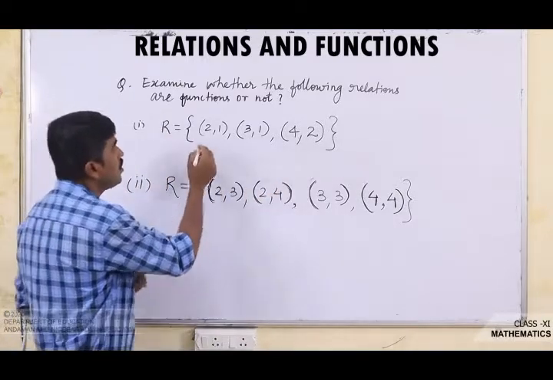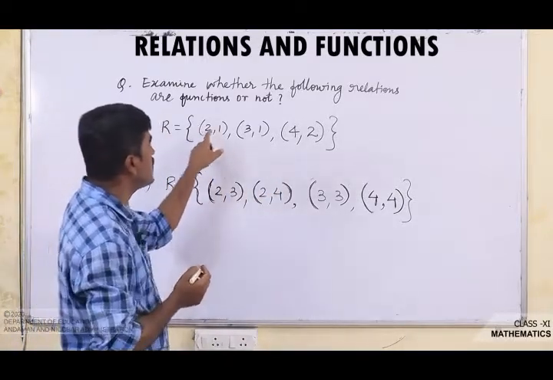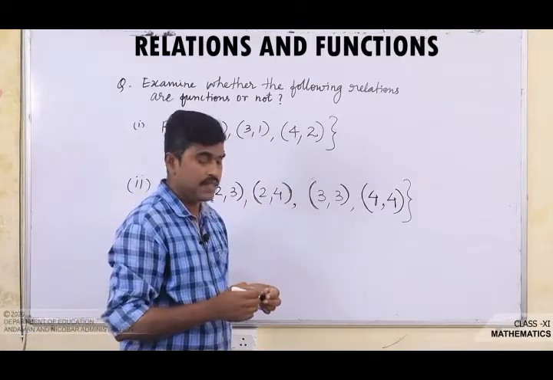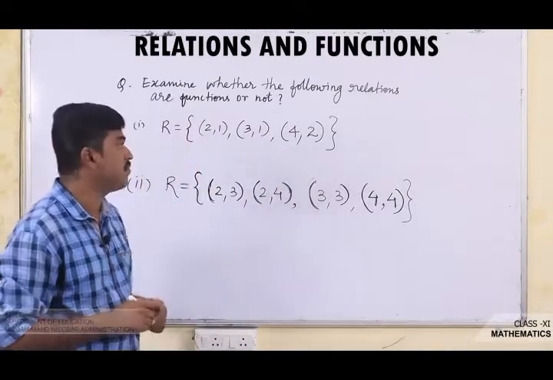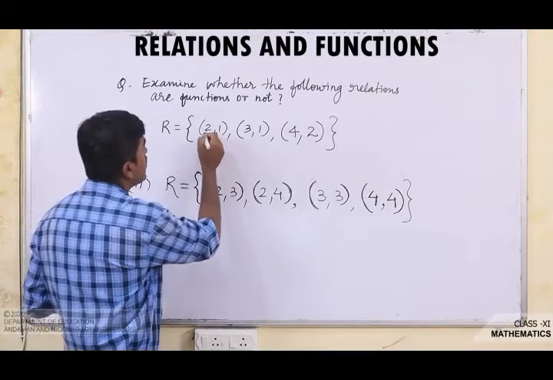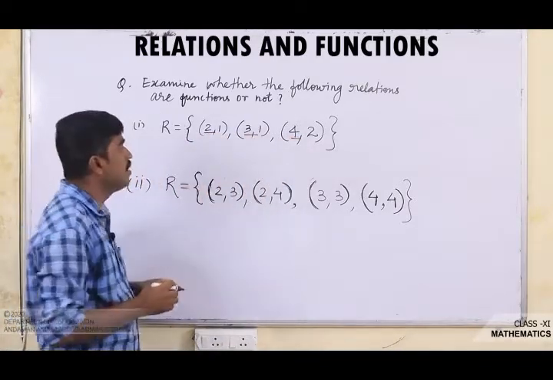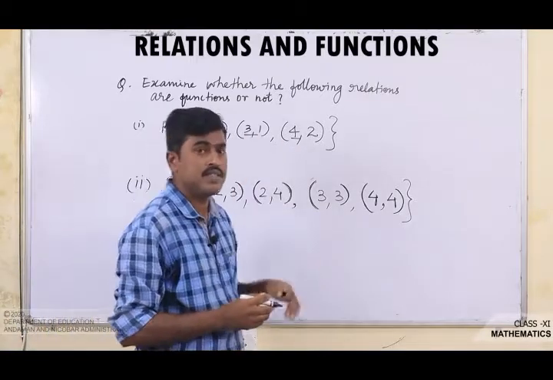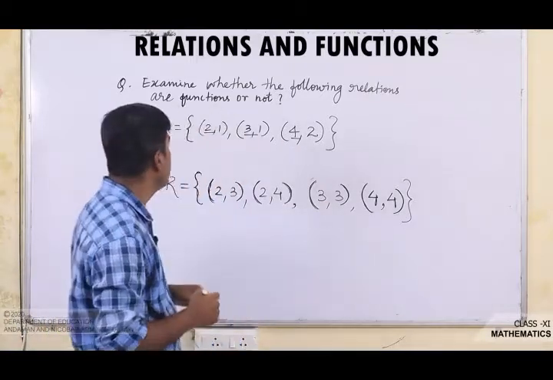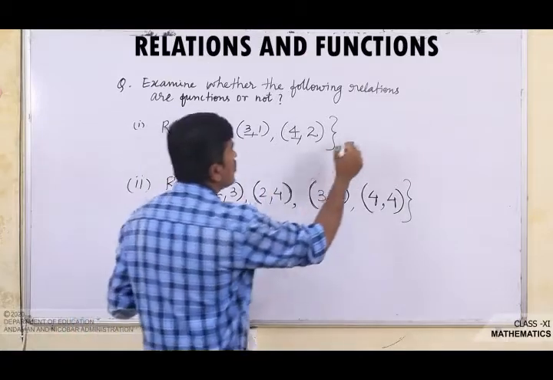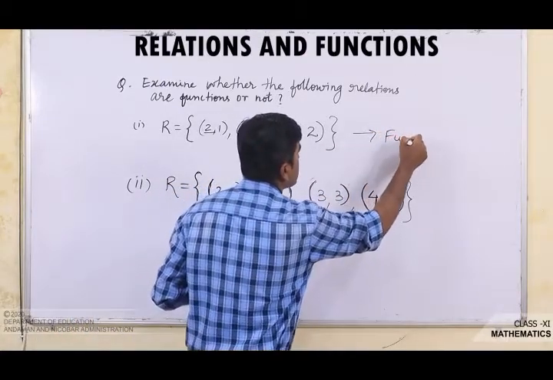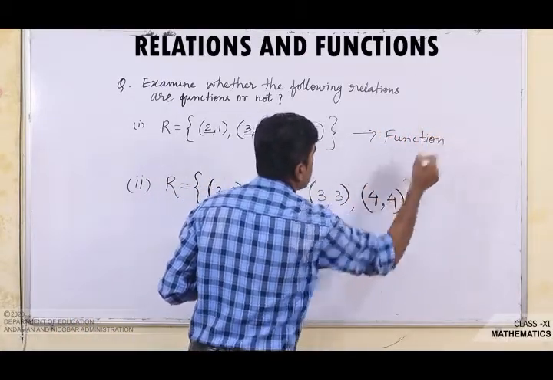So here you see the first elements. If the first elements are repeated, then the relation is not a function. Here the first elements are 2, 3, 4. That means every first element is distinct, so every element has a unique image in this relation. So this relation is a function.